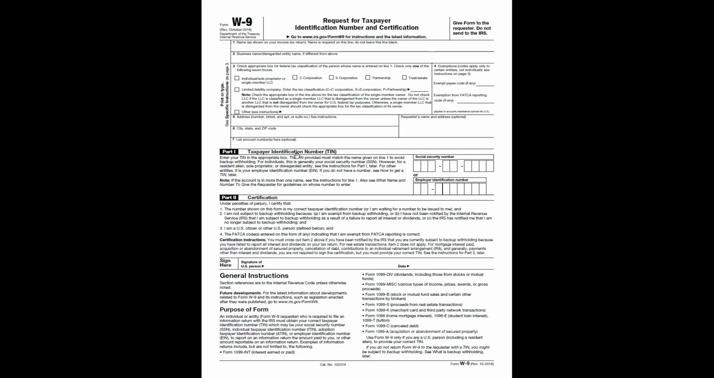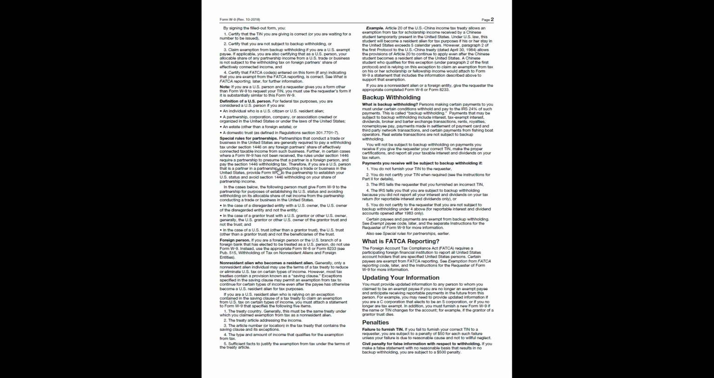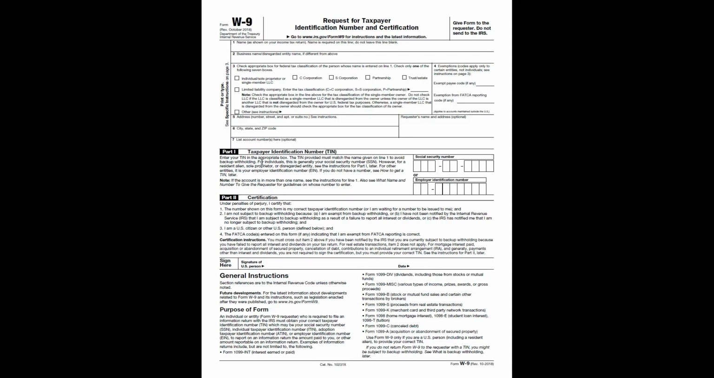Then you will move on to part 1. So part 1 is where you will report your taxpayer identification number. So if you operate independently as an individual or as a sole proprietor, you are going to include your social security number. However, if you are a business, or you can also be an individual that operates with an EIN number, you are going to include that EIN number here in this block. This will allow the IRS to know exactly what business or what entity has received these funds.